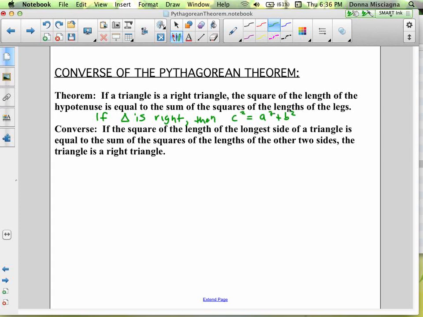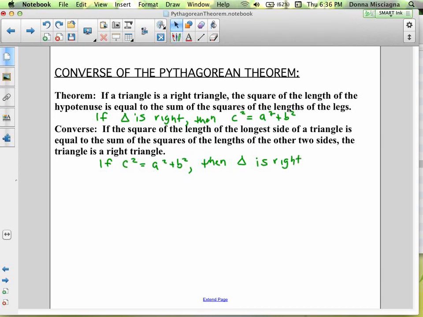The converse flips the if and the then. The converse states if the square of the length of the longest side of a triangle is equal to the sum of the squares of the lengths of the other two sides, then the triangle is a right triangle. In other words, if c squared equals a squared plus b squared, then the triangle is right.